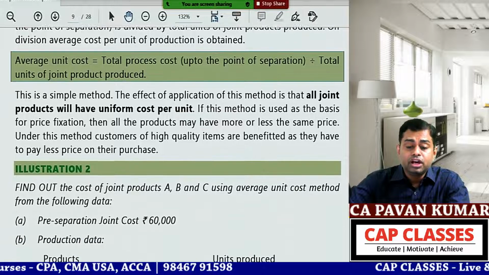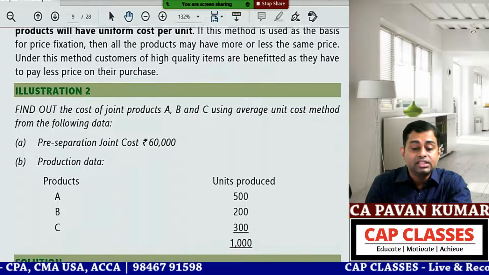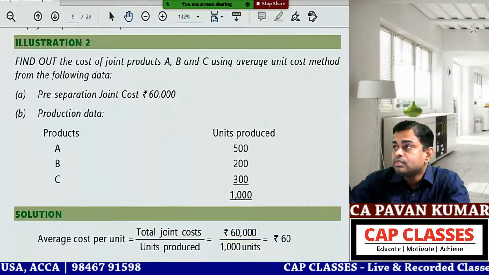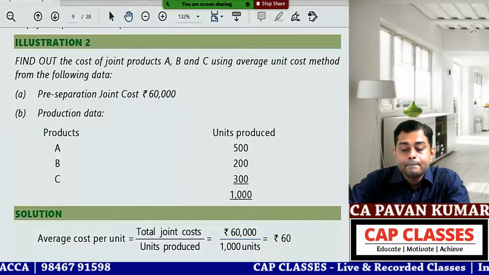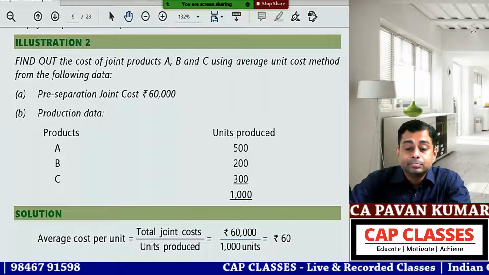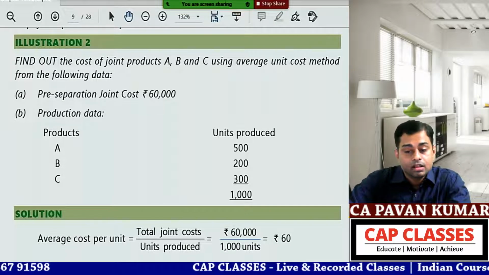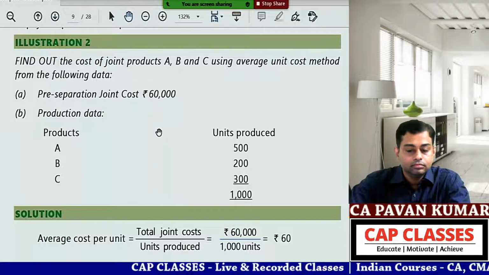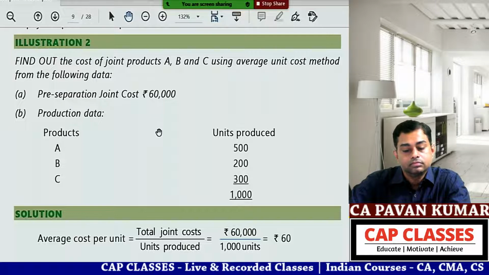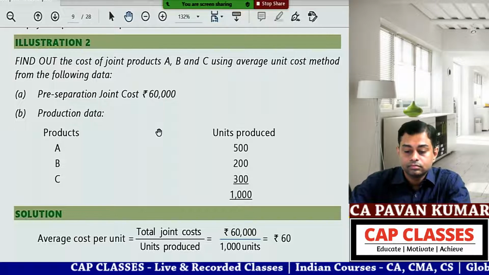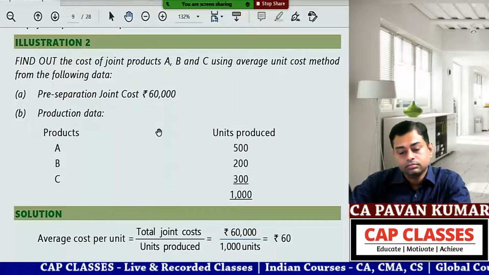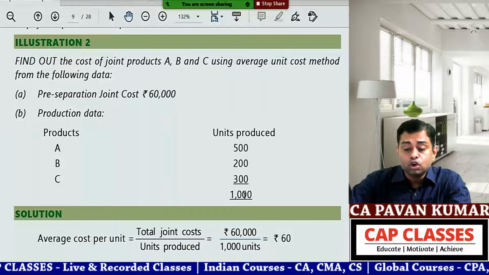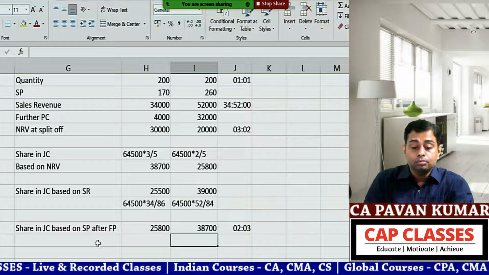Okay, next, average unit cost method. Now we'll see. Read illustration 2. Find out the cost of joint products A, B and C using average unit cost method from the following data. Pre-separation joint cost rupees 60,000. Production data: product A units produced 500, product B 200, product C 300, total 1,000. So total joint cost is 60,000, total products 1,000. So problem number 2.